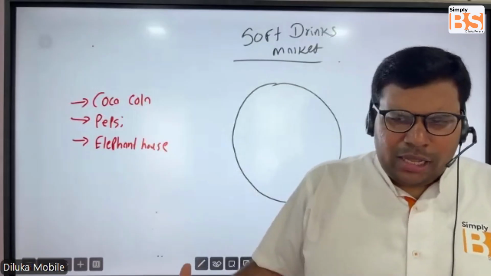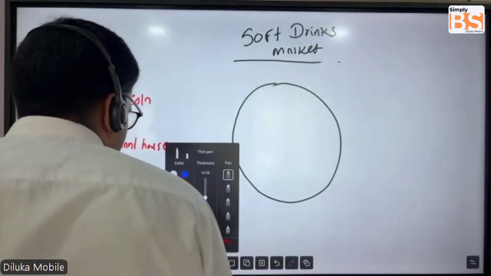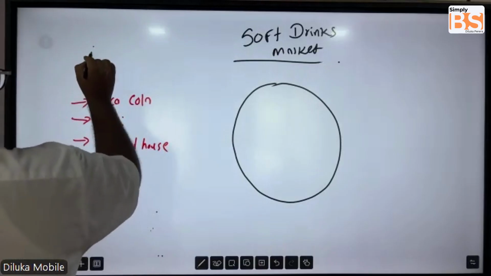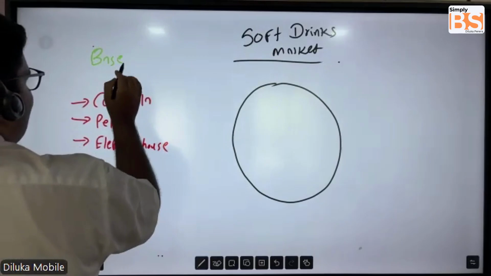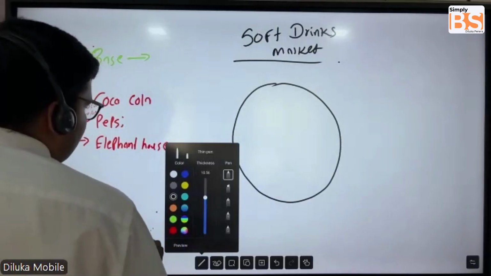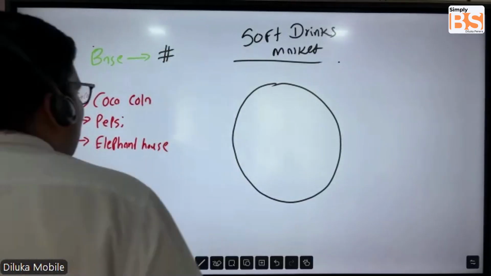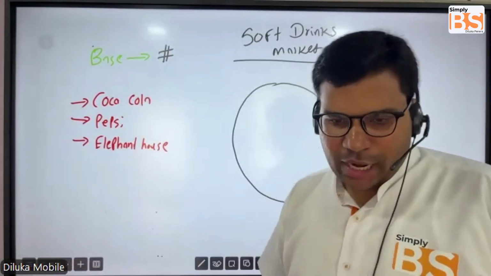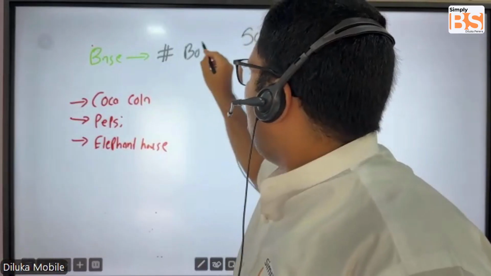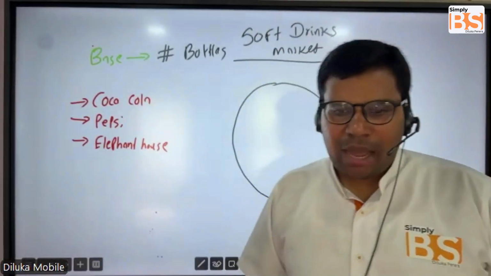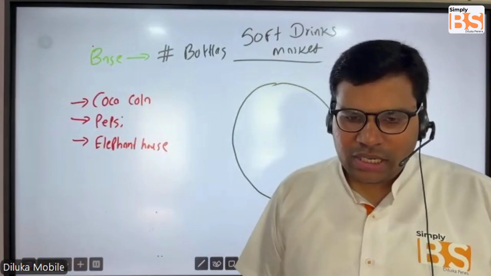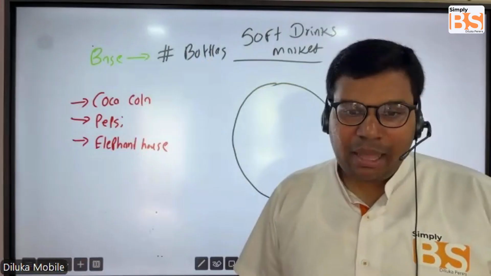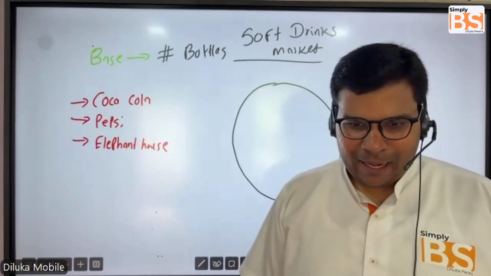Now, let's assume that the base we are taking to calculate the market share is the number of bottles being manufactured. How many bottles are being manufactured? Each company will manufacture bottles based on the demand that they have from the consumers. So let's take the number of bottles as a base, and from that, let's look at how we can calculate the market share.